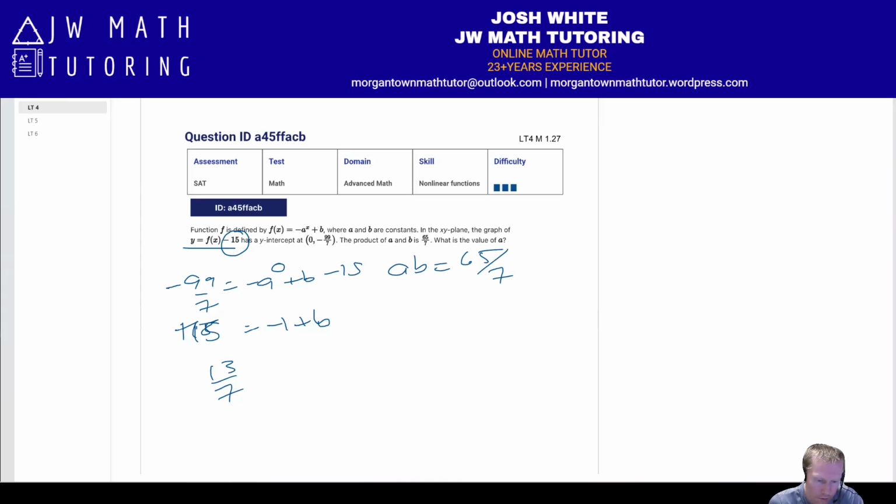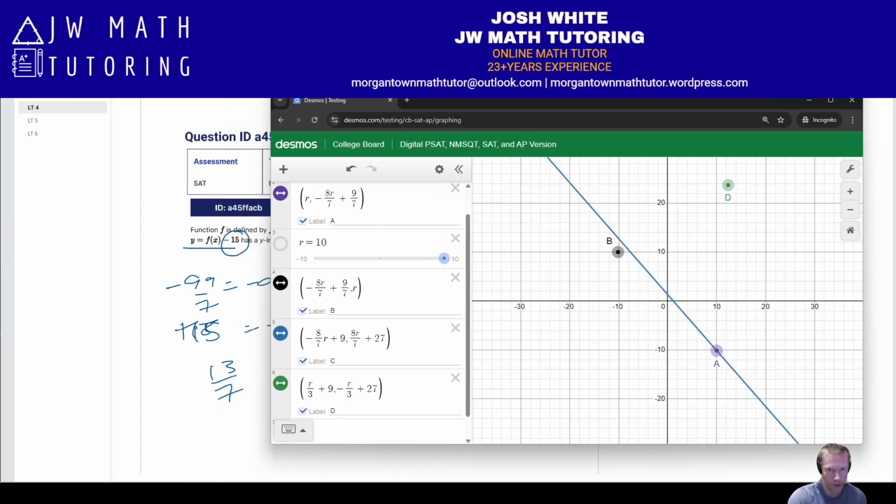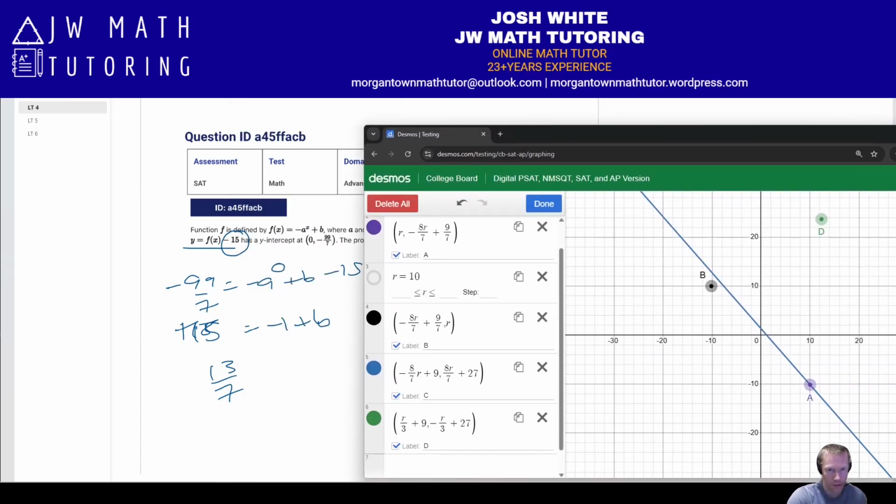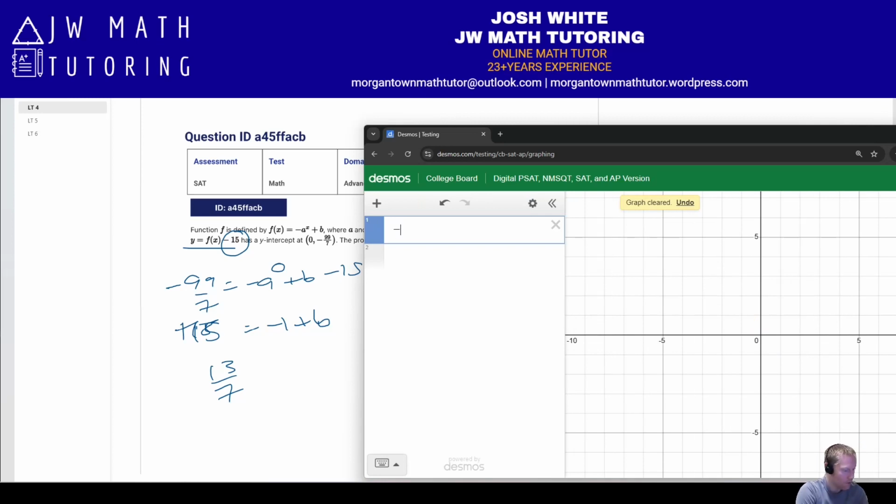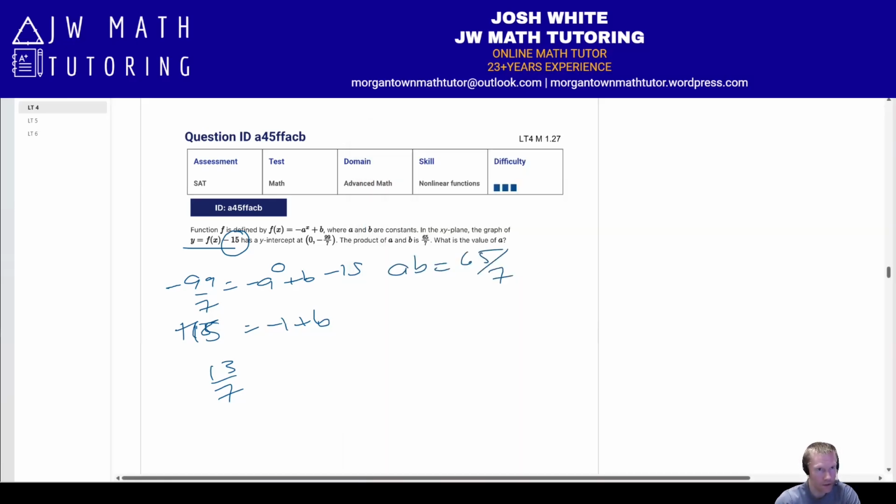Wait, 99.7. Actually, no, that's what you get at the very end, after you combine it with the minus 1. So let me just start like this. Negative 99 over 7. Okay, we're going to add 15 to it. What's the fraction? 6 over 7. So initially it's 6 over 7.